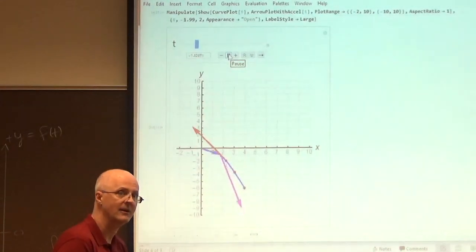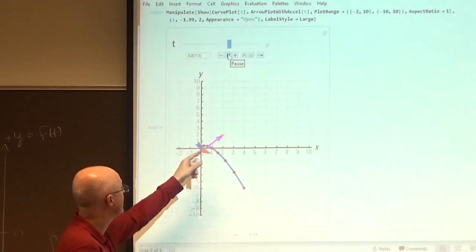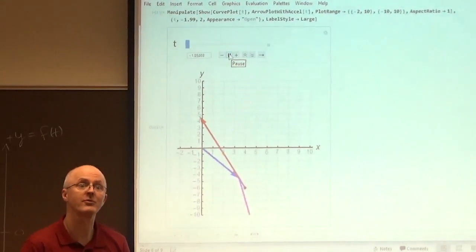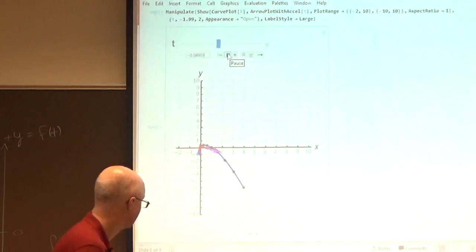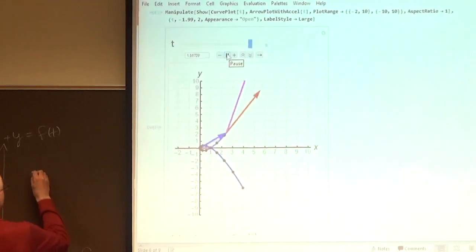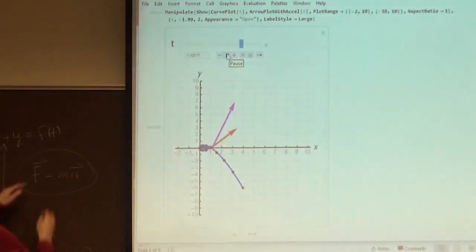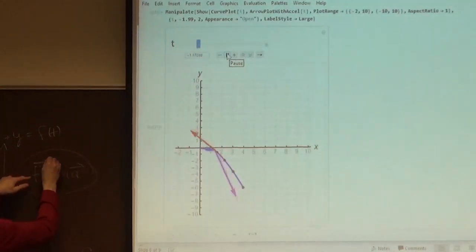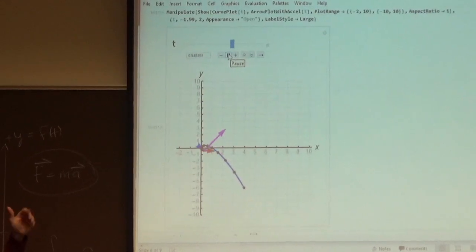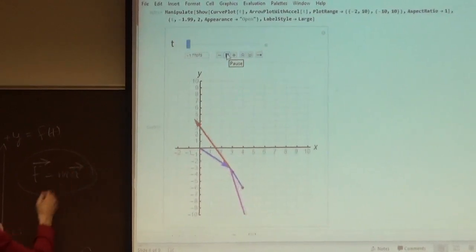Something else important here is that the pink vector is related to the total force on the object because of Newton's second law. F equals ma can be written in vector form. The little half arrows that I put above these symbols represent a vector. Some people put full arrows. In fact, on the PowerPoint, I've got full arrows.